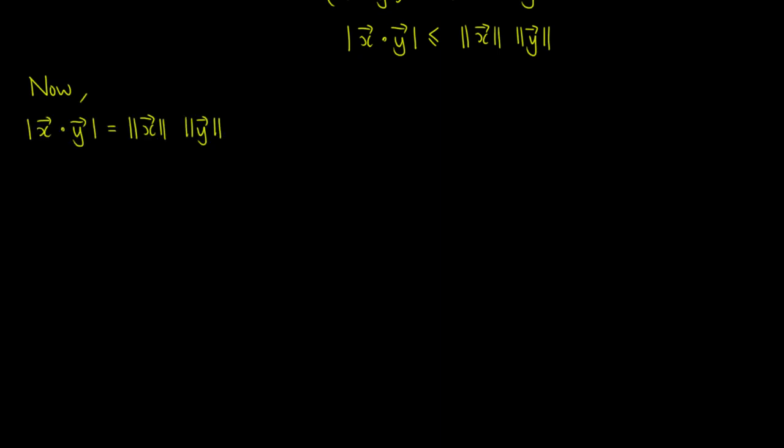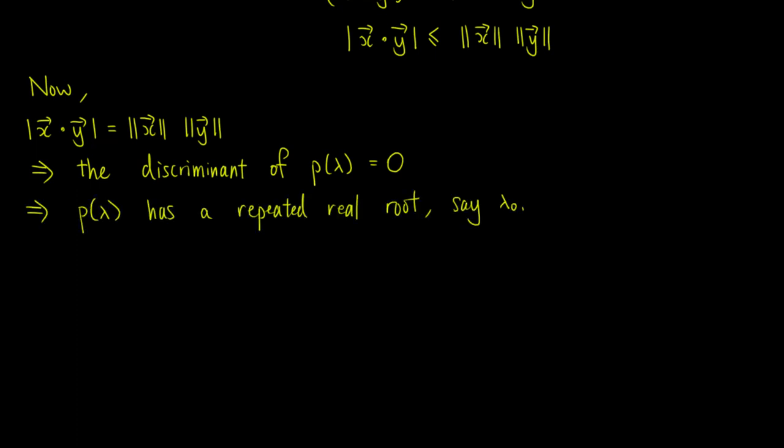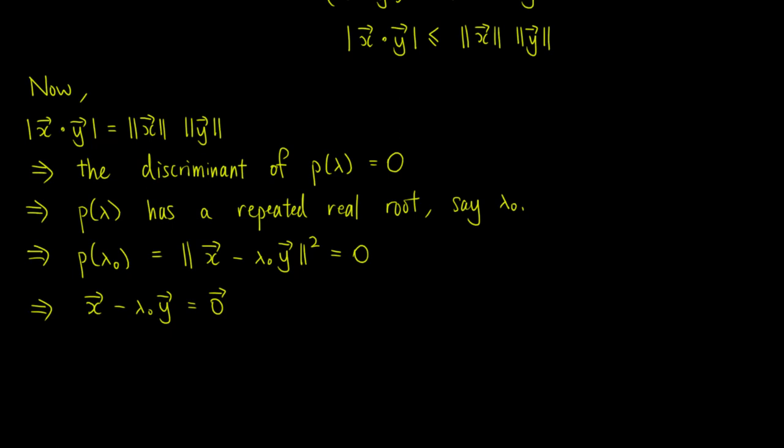Now, we have the absolute value of x dot y equals the length of x times the length of y implies that the discriminant of p of lambda equals 0. That means that p of lambda has a repeated real root, say lambda naught. Hence, p of lambda naught, which by definition is the length of x minus lambda naught y squared, is equal to 0. Hence, the vector x minus lambda naught y equals the 0 vector. In other words, x equals lambda naught y.